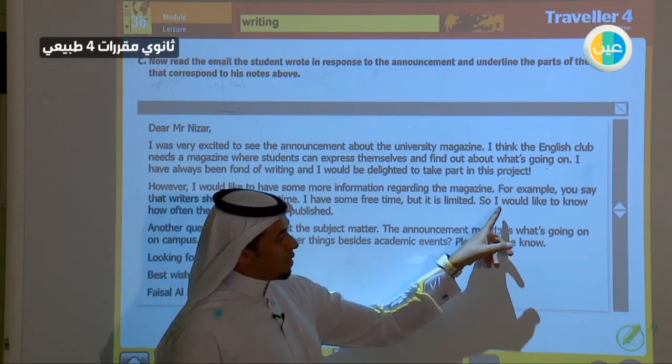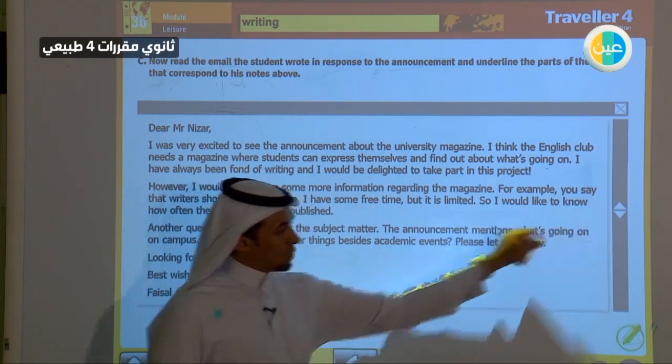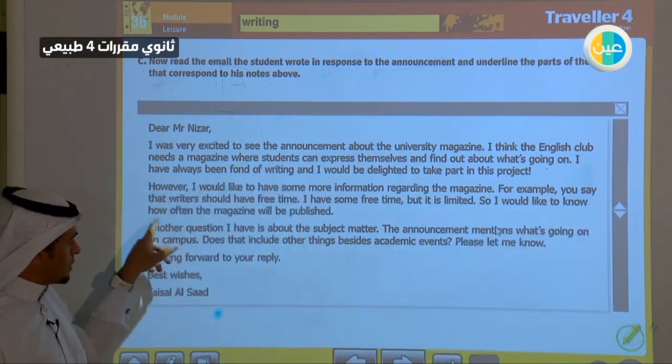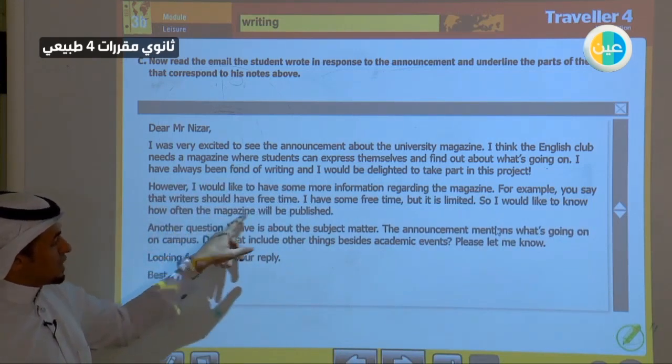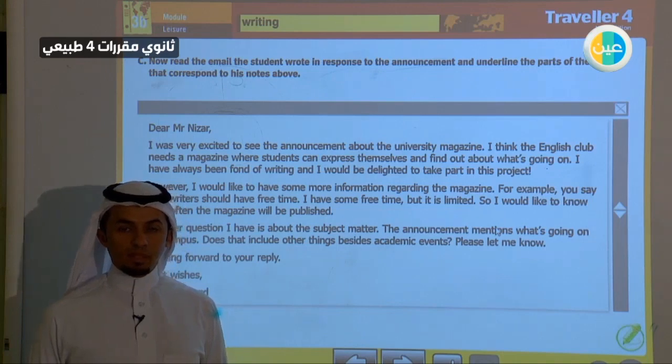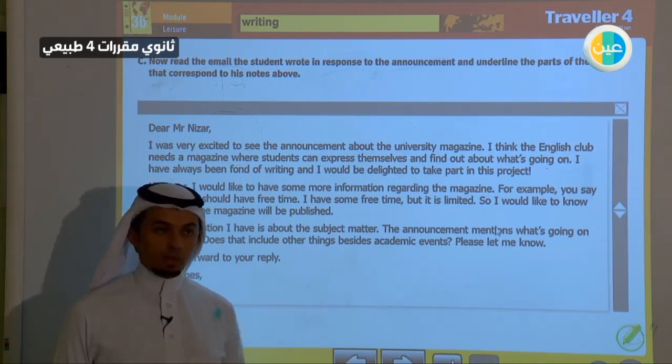So, I would like to know how often the magazine will be published. How often will the magazine be published? Every month or every week?